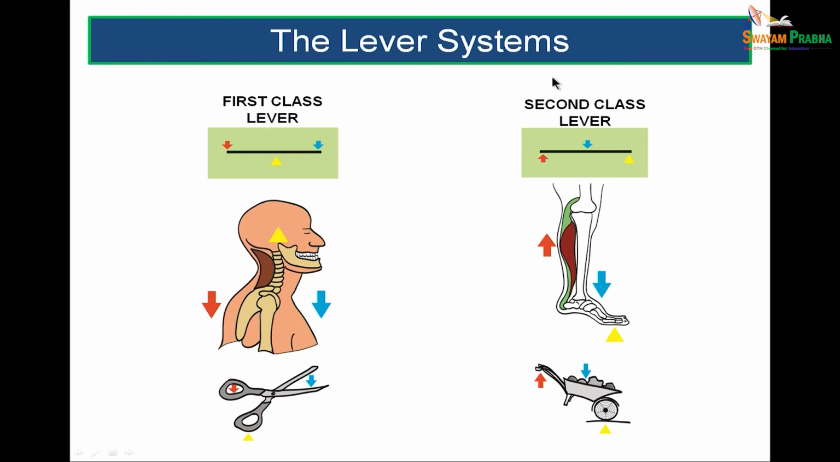Moving on to a second class lever system. Again, the fulcrum is at one end here and we have the force acting downwards, that is the weight of the body, and the effort is the muscle contraction moving the heel upwards. Resembling the lifting of a wheelbarrow, you lift the handles up, that's your effort, the load acting of the weight of the wheelbarrow downwards and the fulcrum being at the wheel.